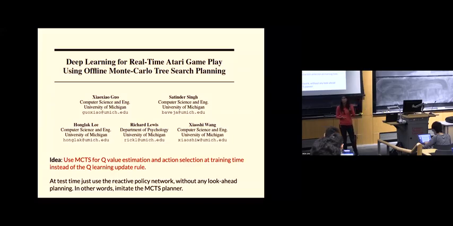And the question is, will the Q value function you learn in this way, supervised by the planner, be better or worse than the one you learn using reinforcement learning? This is what the paper is about. Now let's take it step by step.